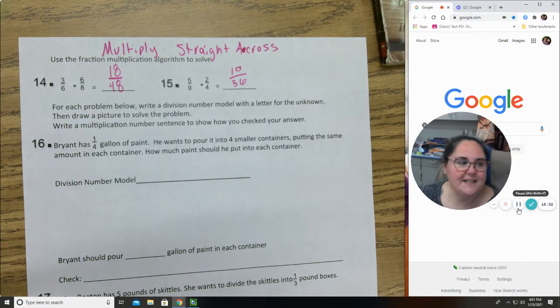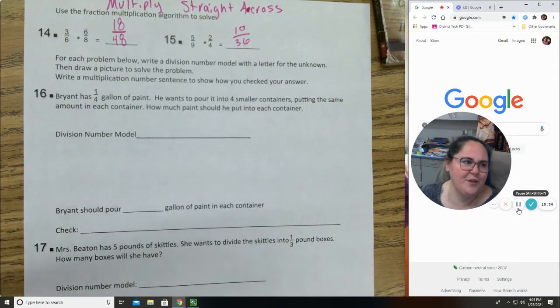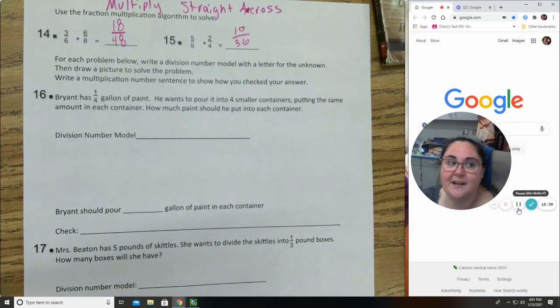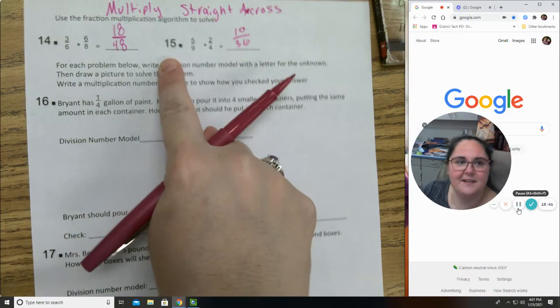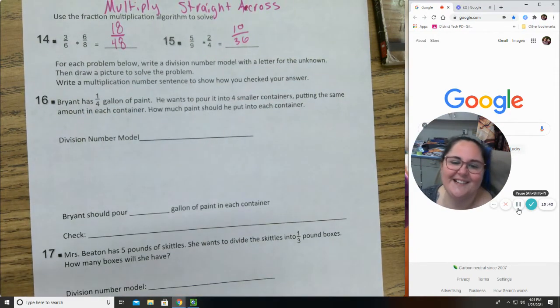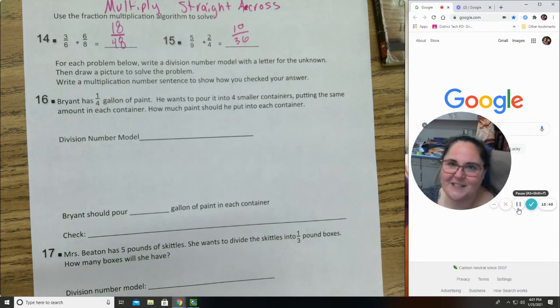All right, number 14. Notice that there's no 15 on here, and that's just because it was a mistake when we were typing it out. So just, oh yeah, there it is. I lied. 14 and 15 are next to each other. It's been a long day.